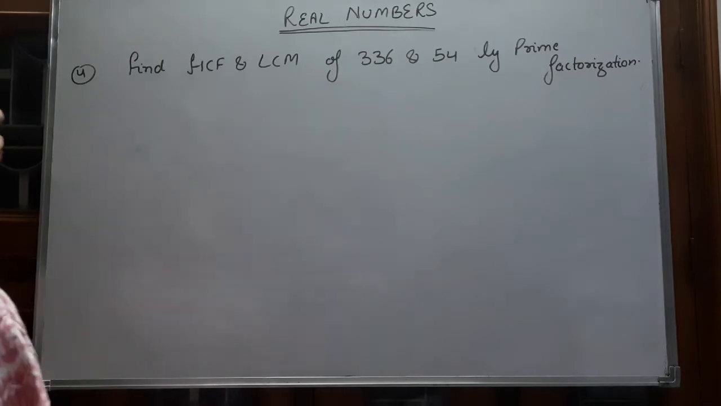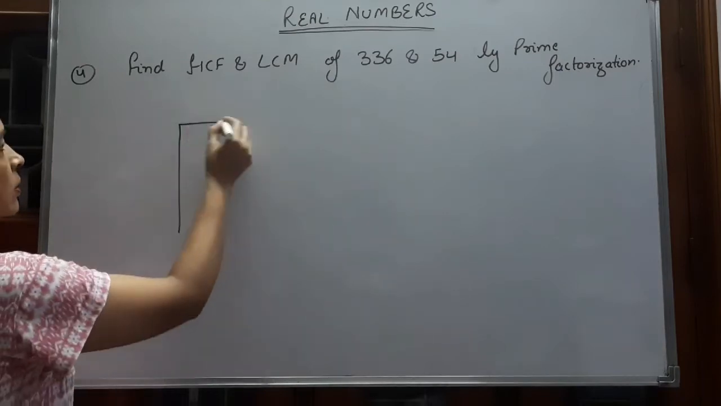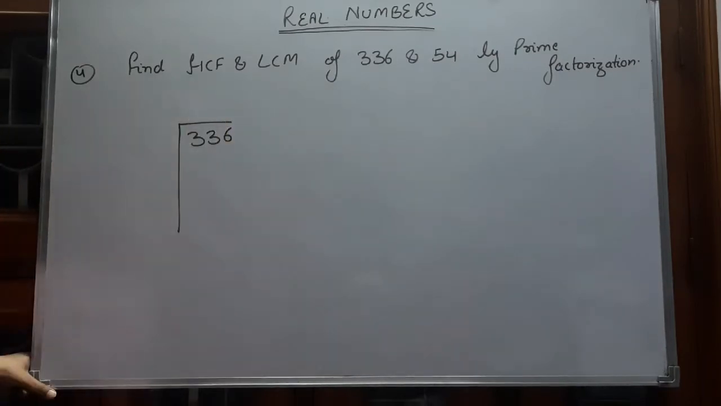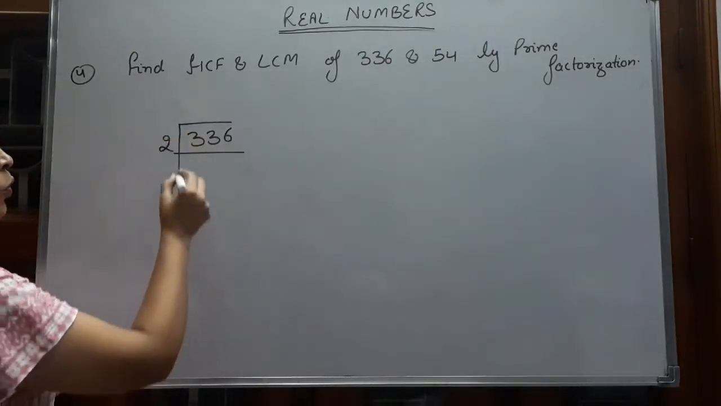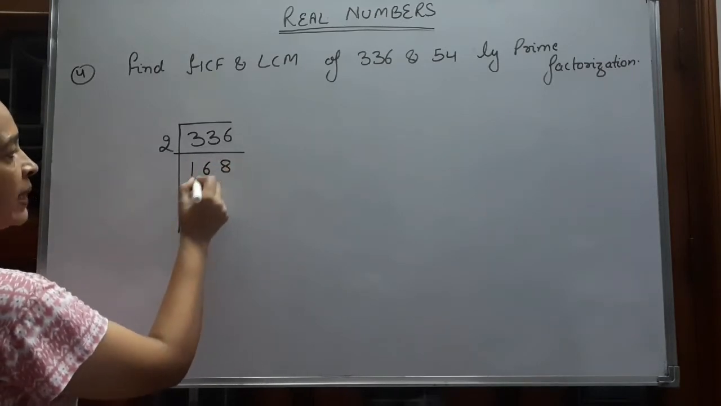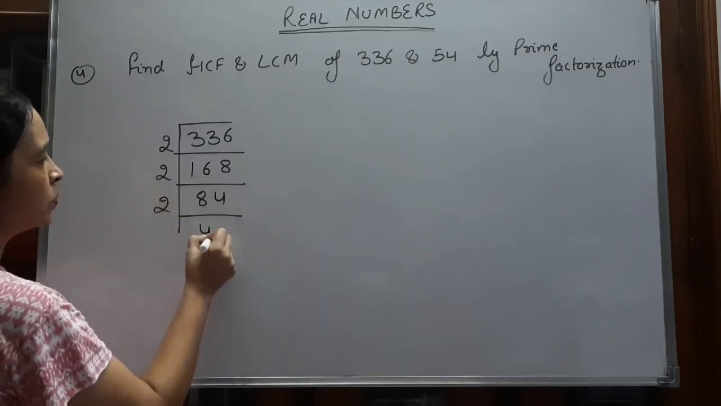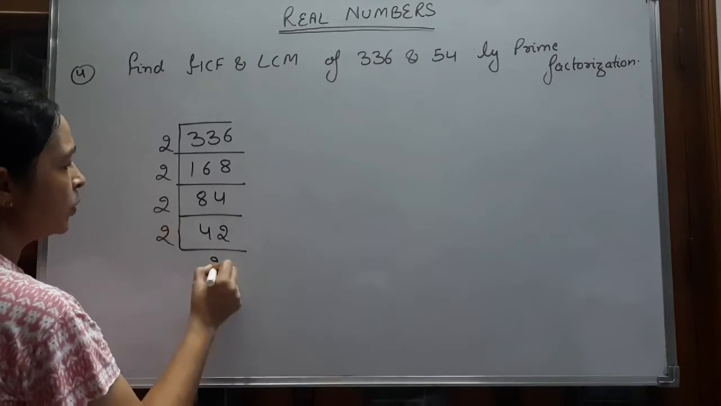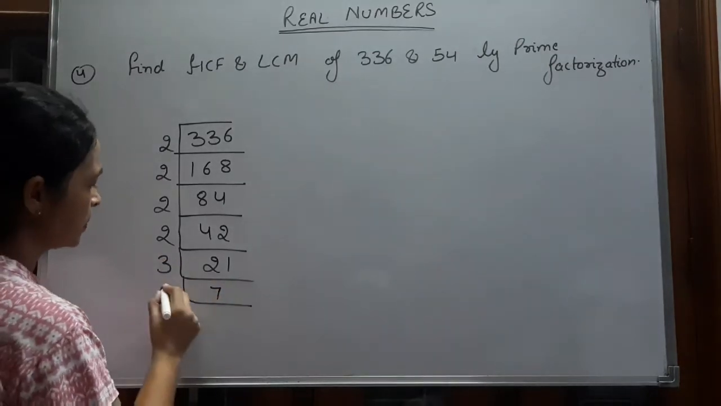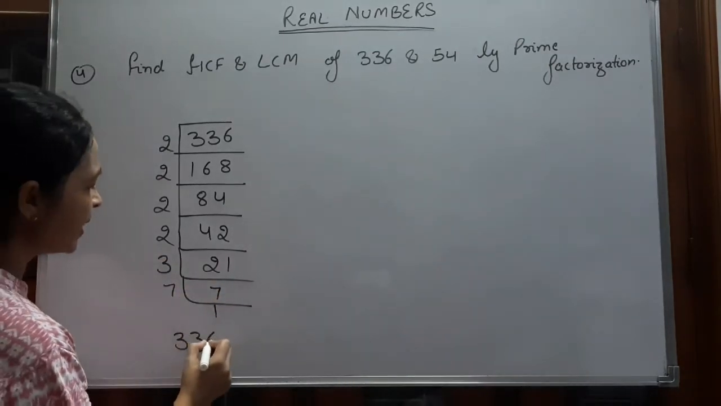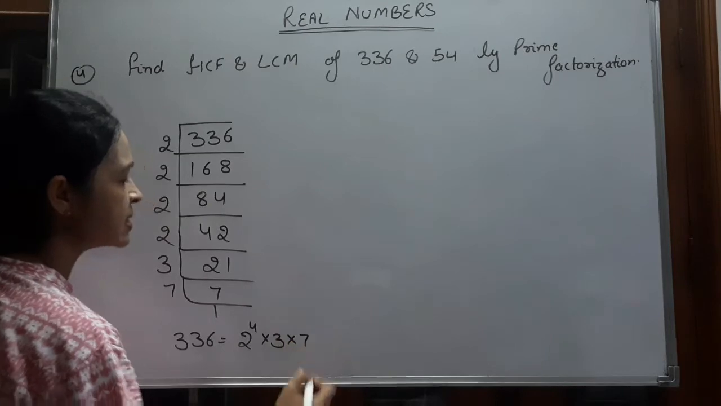Find HCF and LCM of 336 and 54 by prime factorization. First, take the prime factorization of 336. At the units place we have 6, so it is divisible by 2. 2 ones are 2, 2 sixes are 12, 2 eights are 16, again 2, 2 eights are 16, 2 fours are 8, again 2, 42, again 2, 21. Now it is not divisible by 2, 3 sevens are 21. So 336 can be written as 2 की power 4 into 3 की power 1 into 7.